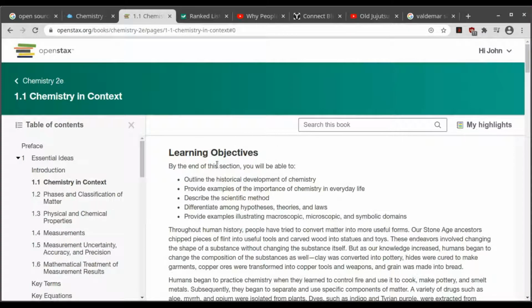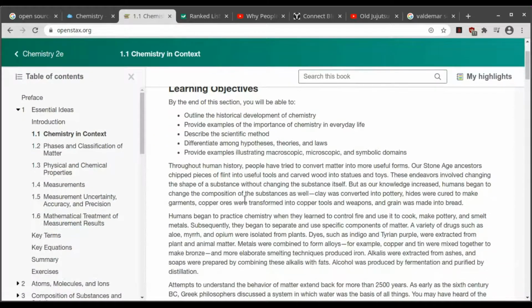And again, this is so cool. So hyperlink. So when you're in the exercise, you can go straight back to the text.